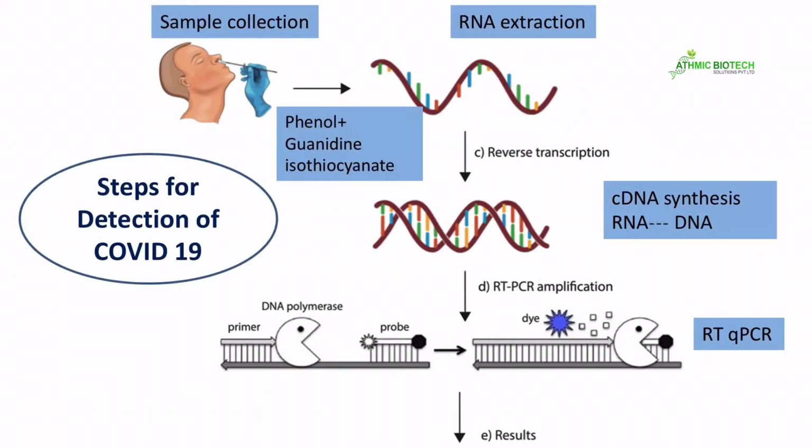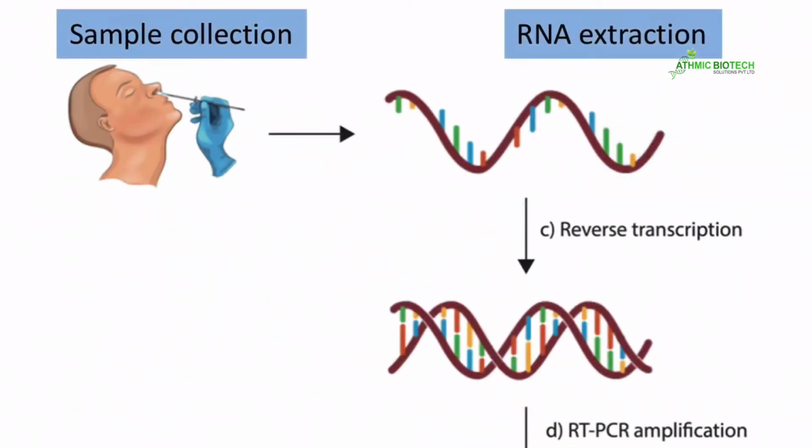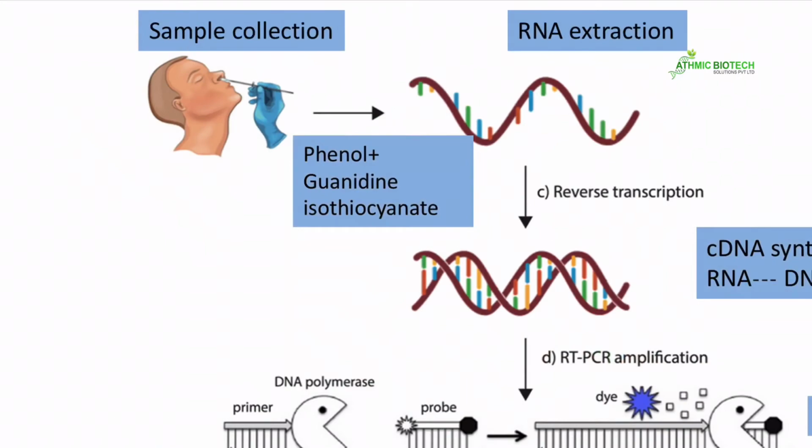These are the steps for the detection of COVID-19 viruses. First one is sample collection, second one is RNA isolation, then RNA has to be converted to DNA using cDNA synthesis, then RT-qPCR, then data analysis. So the samples are collected from the nasal or throat swab, the RNA will be isolated using phenol and guanidinium isothiocyanate, then RNA extraction is done.